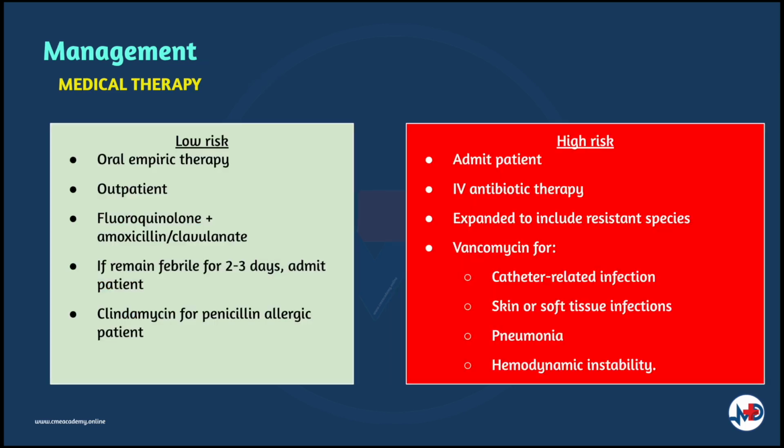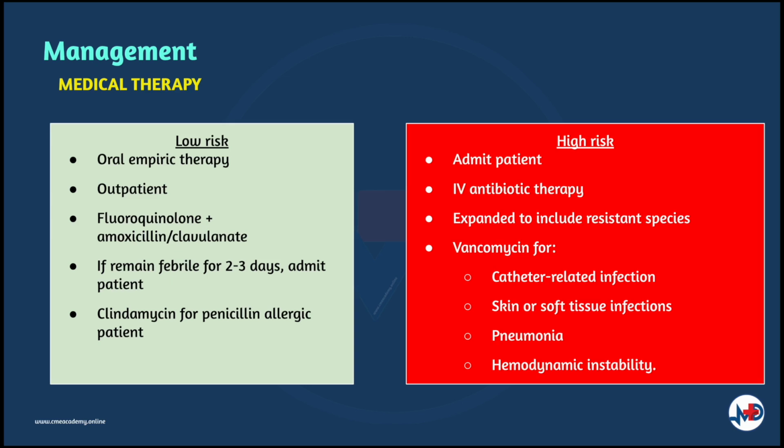Now, let's discuss the management of febrile neutropenia. In low risk patients, oral empirical therapy with a fluoroquinolone plus amoxicillin or clavulanate is recommended in the outpatient setting. Clindamycin can be used for those with penicillin allergies. However, if the patient remains febrile for 48 to 72 hours, the patient will require admission. For high-risk patients presenting with neutropenic fever, intravenous antibiotic therapy should be given within 1 hour after triage and be monitored for more than 4 hours before discharge.